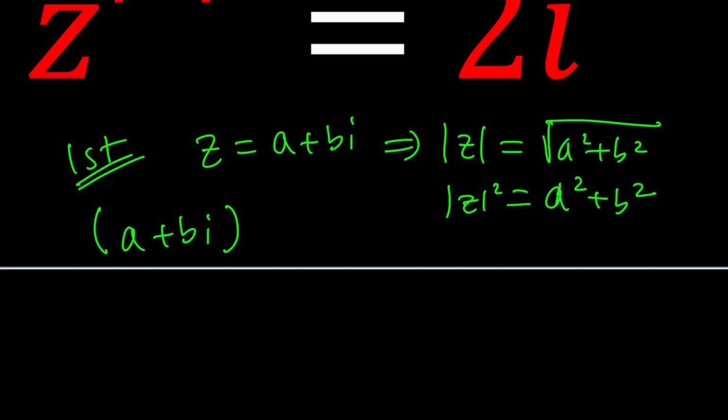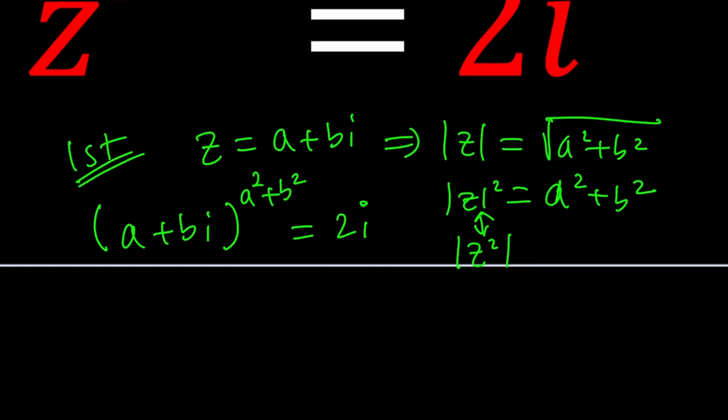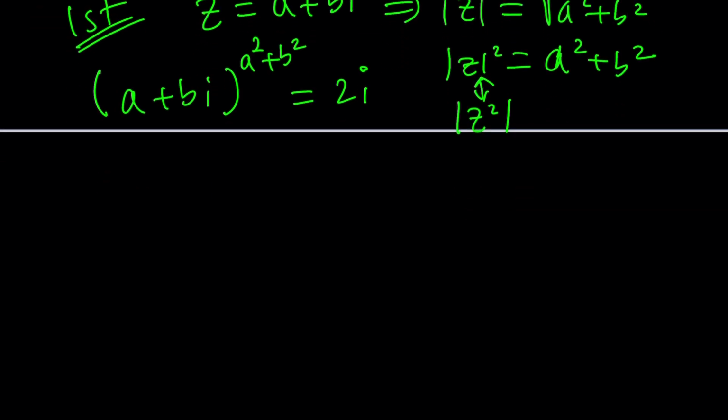Now here's a $1 million question. Are these two the same thing? I want you to think about it and answer in the comment section, okay? But the absolute value of z squared is just going to be a squared plus b squared, and that'll give us 2i. So here's the challenging part. I have no idea about a and b. I have two unknowns, and I have a single equation. Can I solve it? Maybe. I don't know. We'll try.